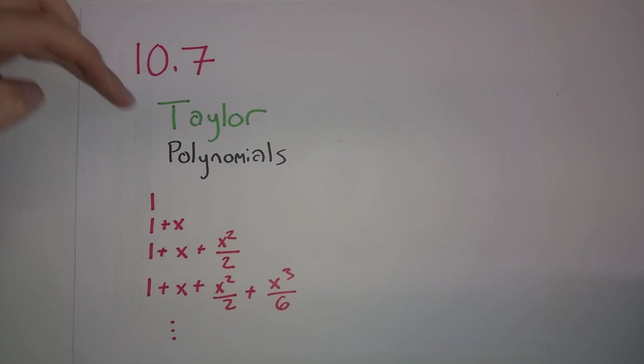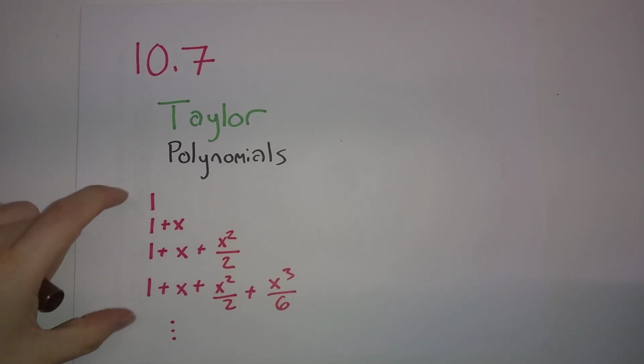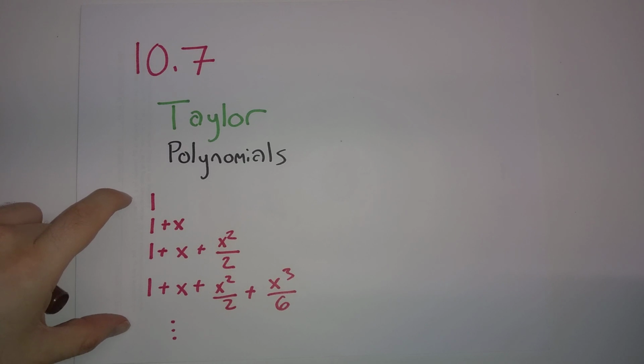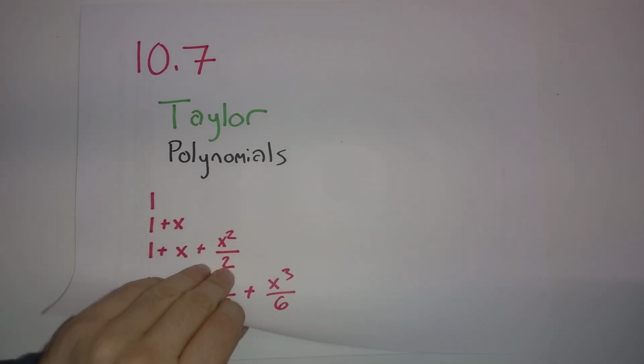Section 10.7 on Taylor polynomials. Here are some examples of Taylor polynomials. We'll see soon enough where they come from. So what's going on? There are two sections left for us to discuss in Chapter 10, Sections 10.7 and 10.8.